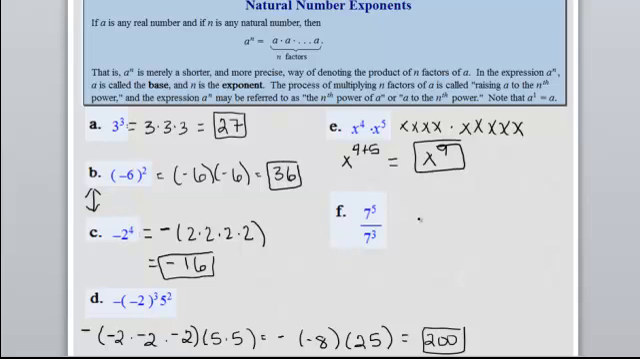F will be another property of exponents, but let's go ahead and work it out the long way. 7 to the 5th power means 5 7s all multiplied together over 3 7s all multiplied together. What is 7 over 7? 7 over 7 is 1.